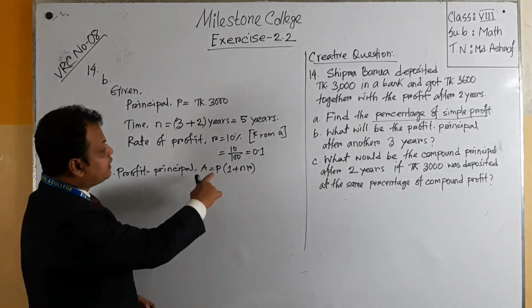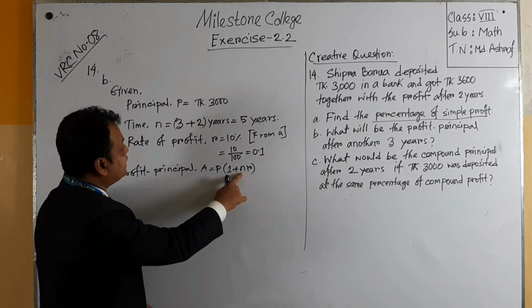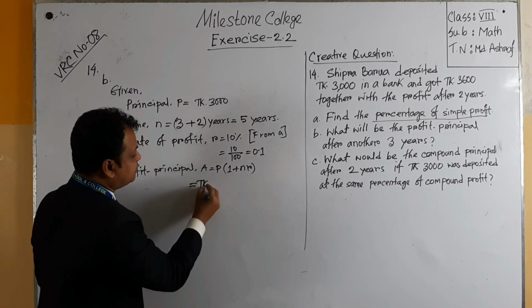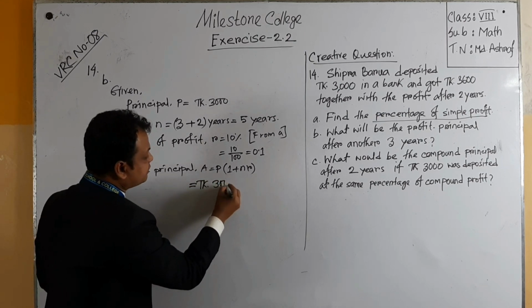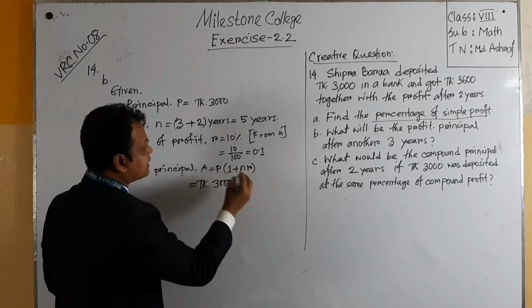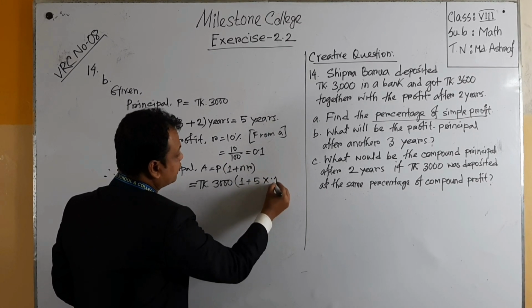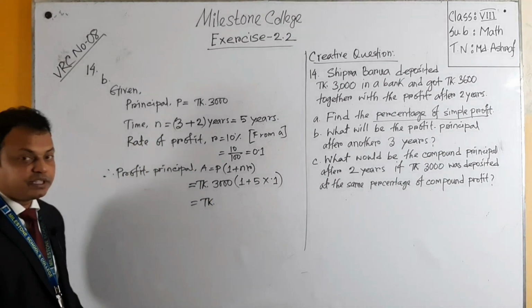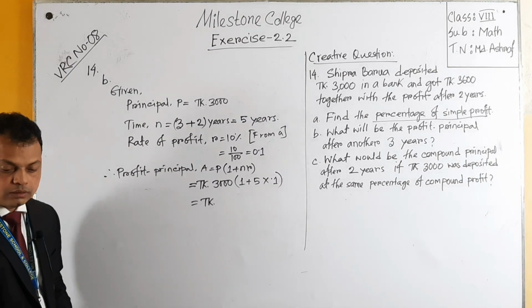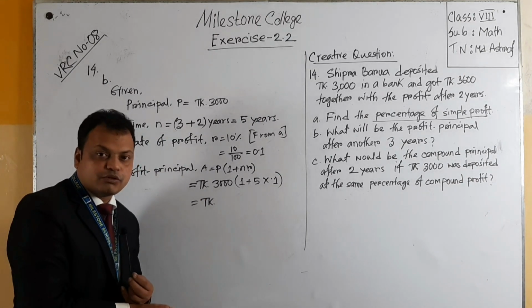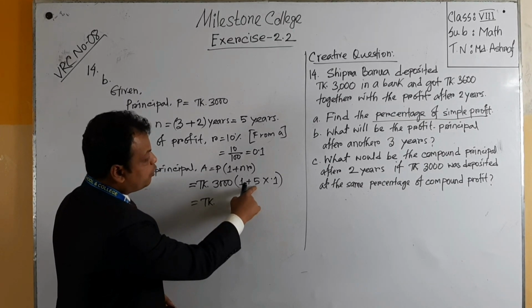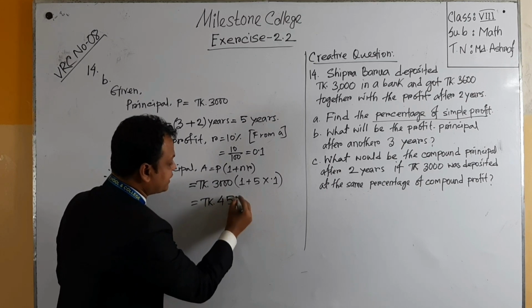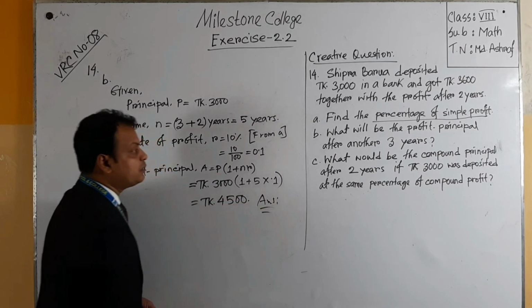Okay, now look here, we have got the value of P, we have got the value of N, 5, and R, 0.1. Now put the values here. Taka P is 3000 into 1 plus N, what is N? 5 multiply 0.1. Calculate this one, we will get the result. So it will be 1.5. 0.5 plus 1, 1.5 into 3000. We will get Taka 4500. So this is the result of question number B.